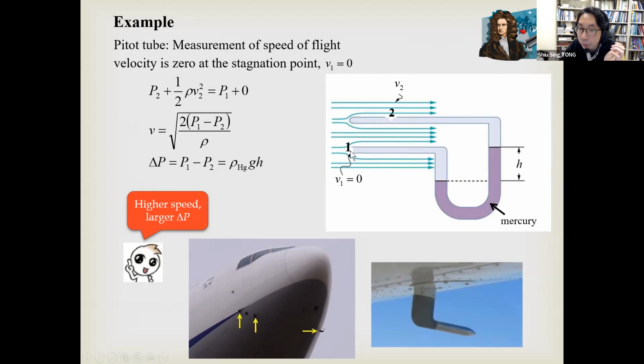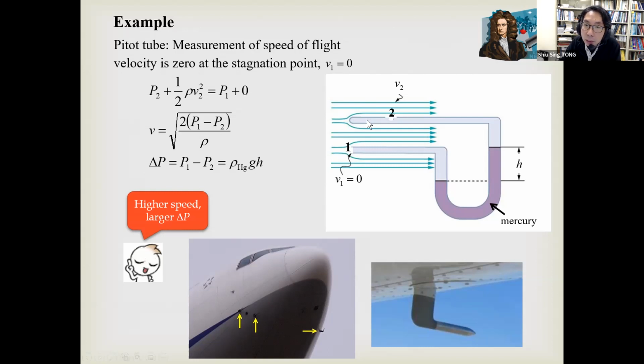So the flow velocity at this point, which is in connection to the pipe, is exactly 0. So here we have V1 equal to 0 at exactly this position. Okay, can you see that?